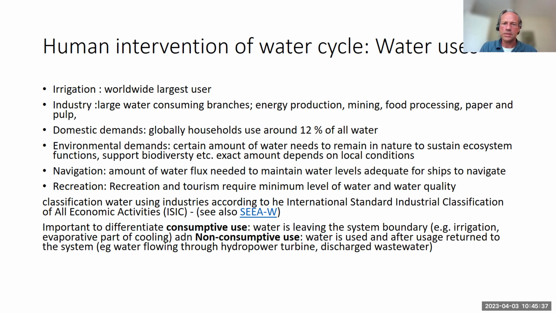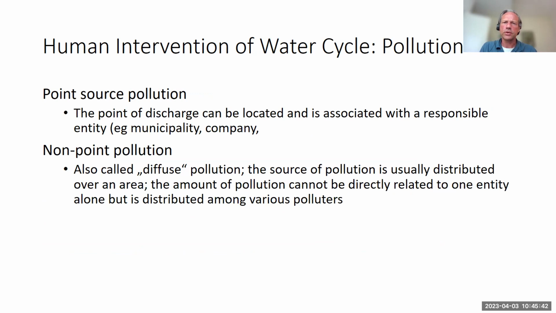In terms of other interventions, we talk about pollution. You know, at the end, too little water, too much water, too dirty water. So dirty water can, of course, also come from nature itself, but mostly humans are the cause of it. And here we differentiate two major parts, the point source pollution and the non-point source pollution. So that is also some term you should have come across.